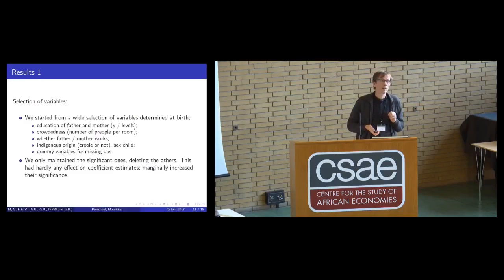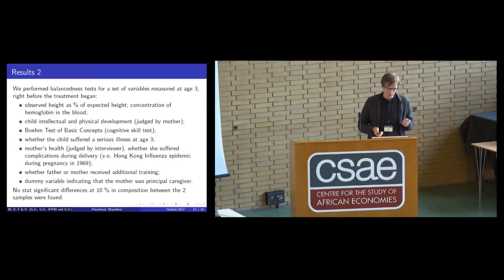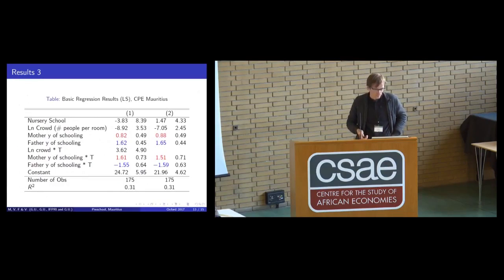And how did we find the selection criterion for keeping the significant ones? It is simply a t-stat that is larger than 1, so it's quite a conservative criterion that we use. Of course, you also have to run some balance tests. These are other observations that we had at age 3, before the intervention started, and there was no indication whatsoever that the samples were different at age 3 on all this list of variables. So it seems that the randomization really worked, and so the samples are comparable.